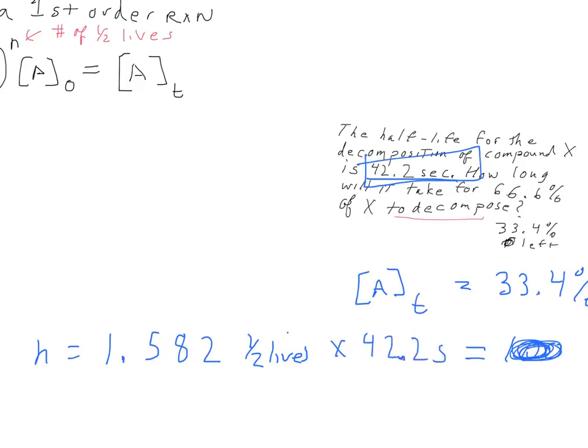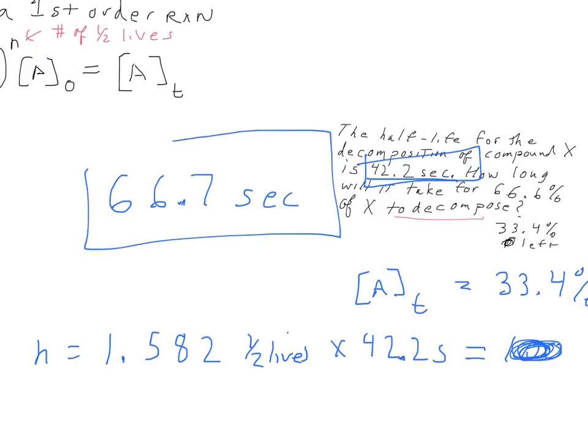So 42.2 seconds times my half-lives gives me 66.7 seconds. Ooh, that's weird how it worked out. 66.7 seconds is how long it would take for 66.6% of my initial amount to disappear for the decomposition of X. And that's a very useful formula to have. That's just a good tool to have in your arsenal.